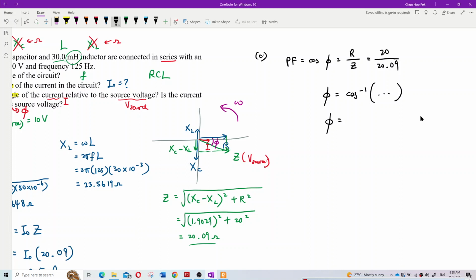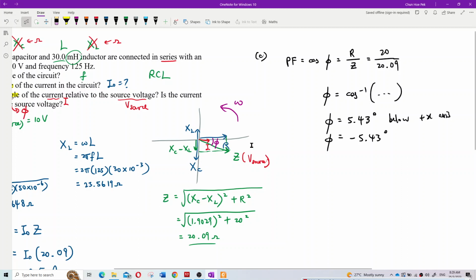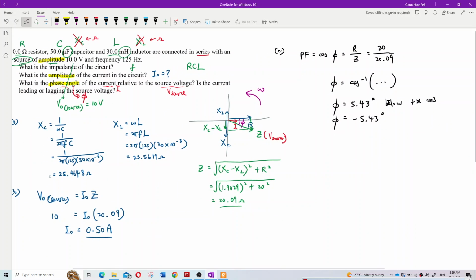I got the phase angle is 5.43 degree. It is below the positive x-axis, so I can say it is negative, because from the positive axis it goes clockwise downward. So it's negative 5.43. Yeah, that's the phase angle, below the positive axis. That's the phasor diagram.